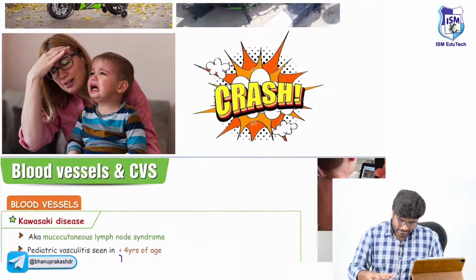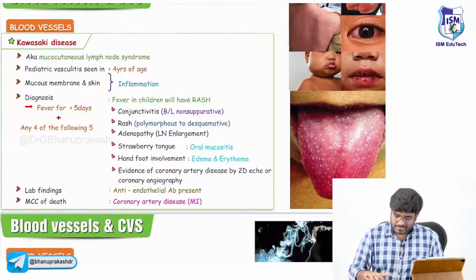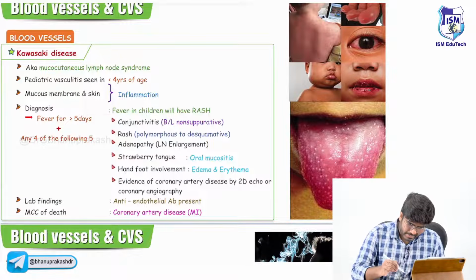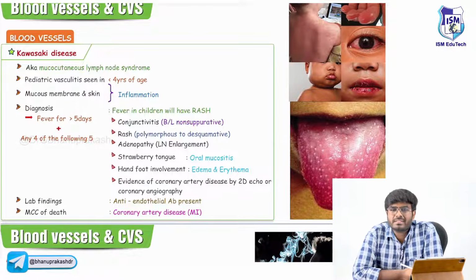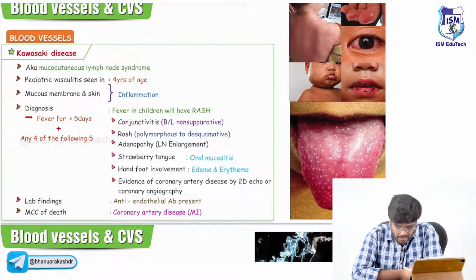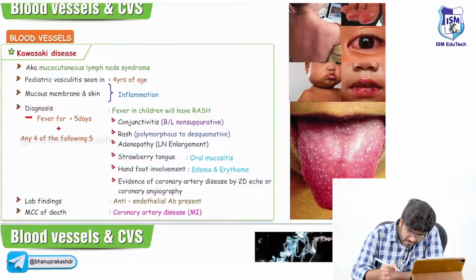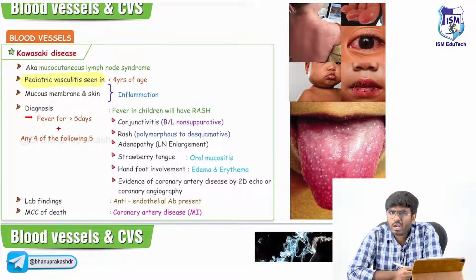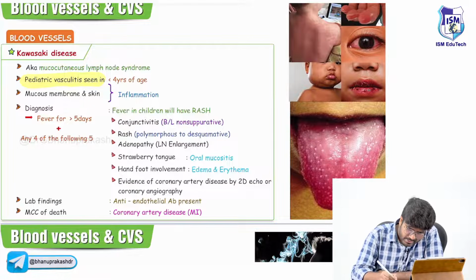Because see, the Kawasaki disease. Let's write it point by point. This Kawasaki disease, it's going to occur in whom? In 40 years or 50 years or 20 years? Young males and young females? No. It's going to be seen in children, sir. So it's a pediatric vasculitis. The first point is it's a pediatric vasculitis. Seen in whom? Small children, less than 4 years of age.